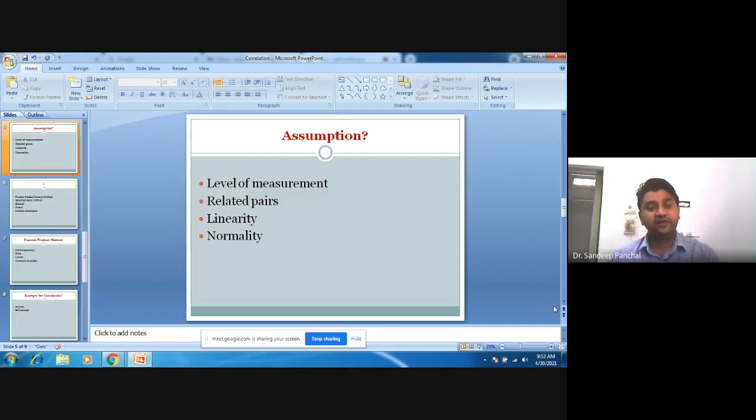Okay, level of measurement. Second, two variables are in related pairs. Two things are related in a particular pair, and the relationship between the variables is in a linear form. Linearity. Linear means a straight line.